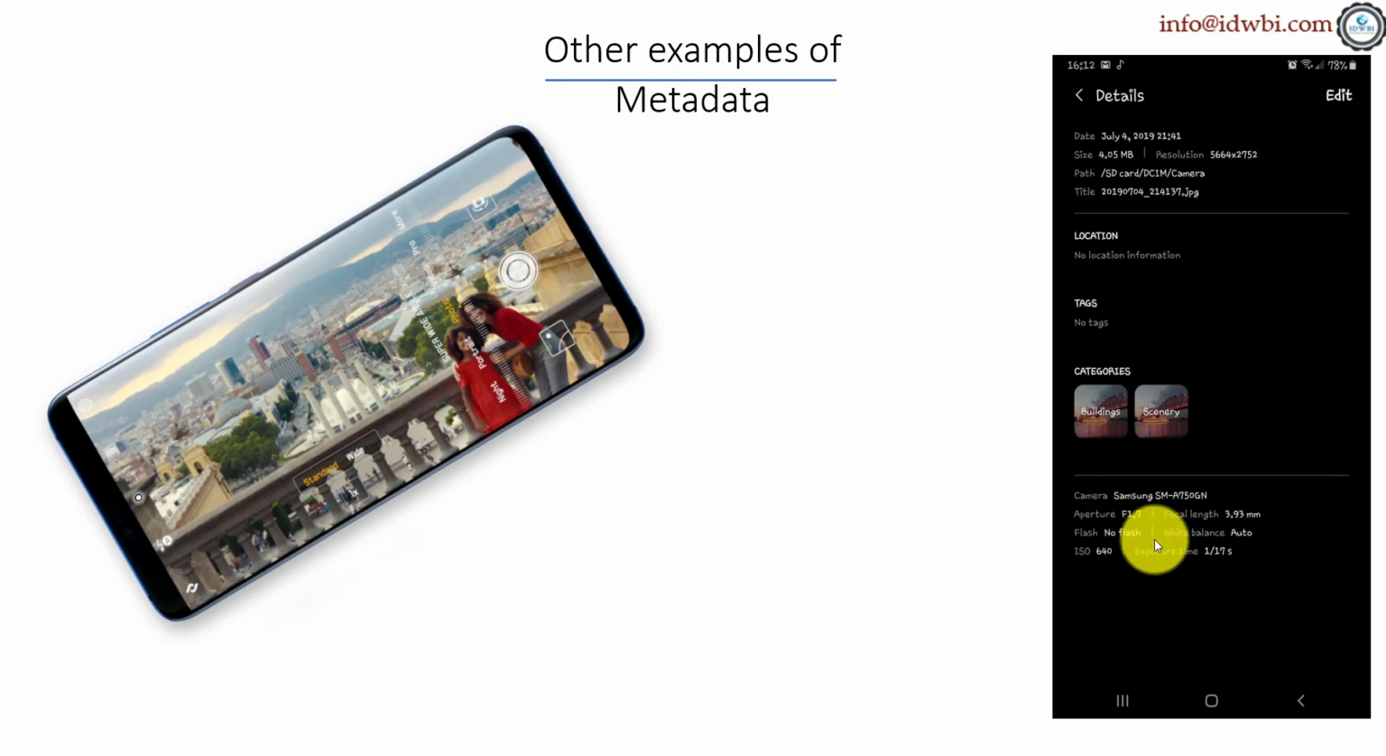Did you use the flash? No flash. What is the white balance? It is automatic. What is the ISO? And what is the exposure time? Different devices have different kinds of metadata. The phone or the device which you're using has this metadata. You'd get these only if you go into the details of the picture.